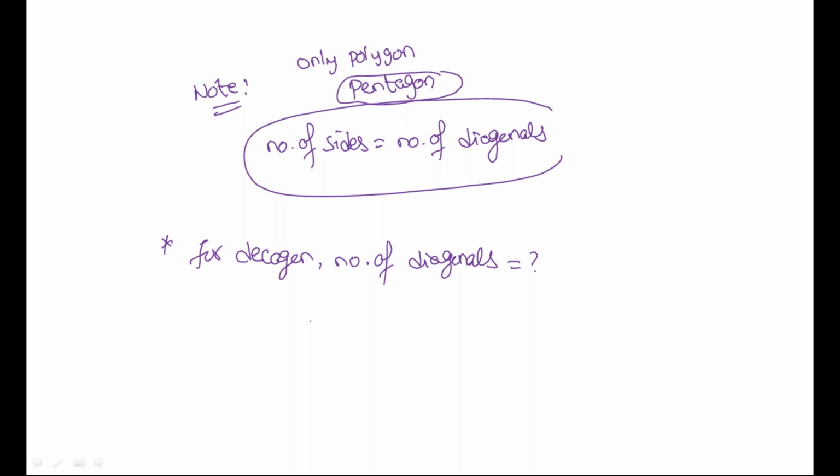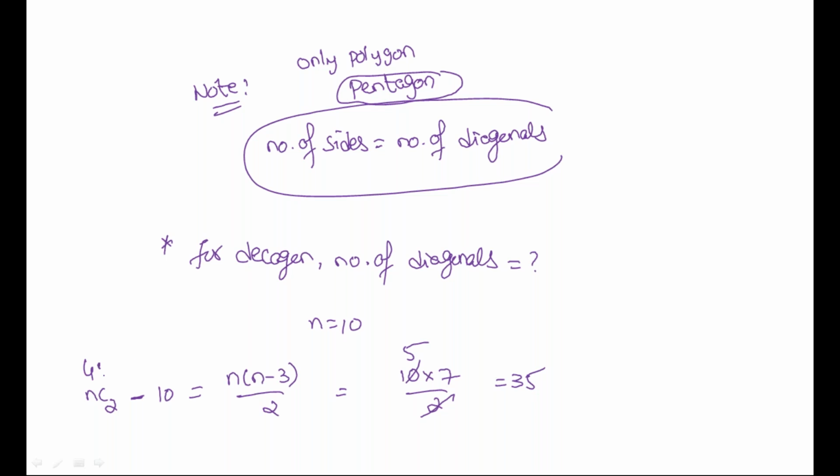A decagon has 10 sides, so n equals 10. The number of diagonals is 10 into 7 by 2, which is 35, not 21, 35. The formula is n into n minus 3 by 2. First you should calculate the number of straight lines, nC2, and from that you remove the sides. Or else you just do nC2 minus 10, which is the same. 10C2 is 45, and 45 minus 10 is 35.